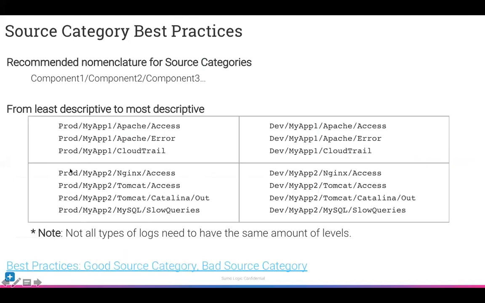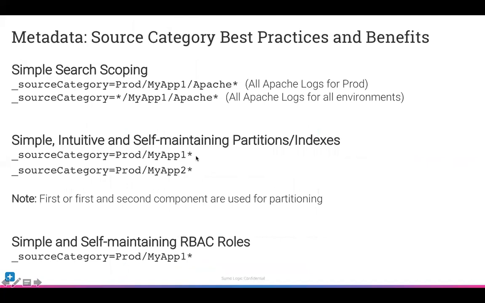The reason why we are suggesting some sort of scenario like that is because it's going to make your searching, the scoping of your search, a lot simpler. I could do a search where I can say where source category equals prod my app1 Apache star. And in that case, I'm getting all my Apache prod logs. I'm getting my Apache access and my Apache error. Or I could do something like star my app1 Apache star. And in that case, I'm getting Apache logs from all my environments, my production, my dev, my QA environments, right?